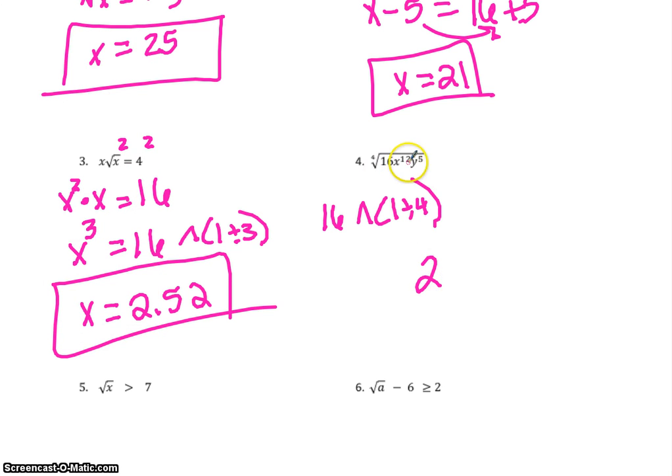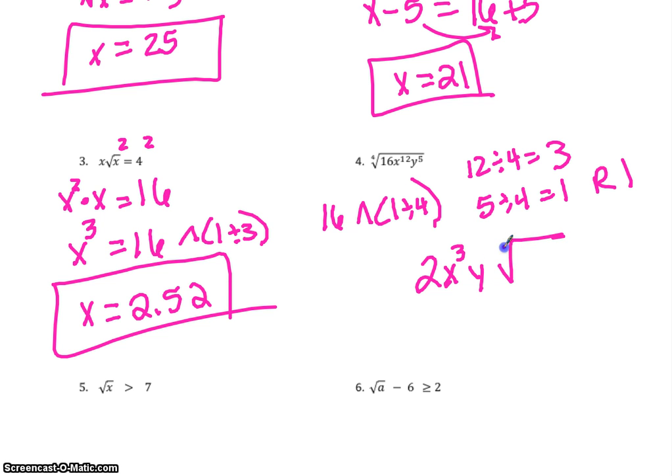Then for your exponents you're going to divide them. So you're going to say 12 divided by 4 is 3. So this becomes x to the third. And then you're going to say 5 divided by 4 is 1 with a remainder of 1. So you're going to have a y on the outside and then a fourth root symbol with a y on the inside. The 1 here is the y on the outside. The remainder of 1 is the y on the inside.